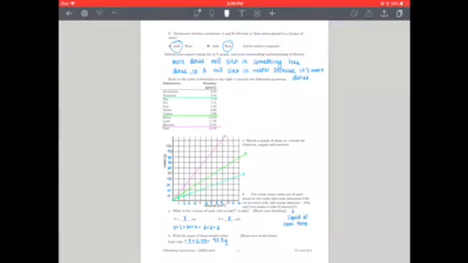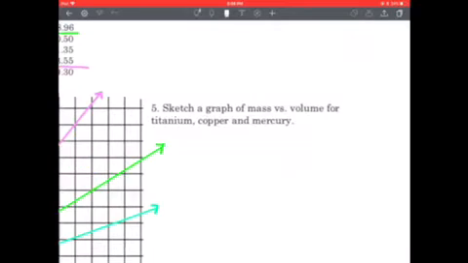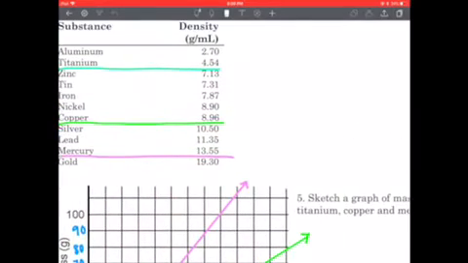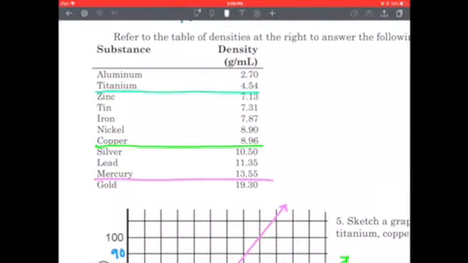Okay, so if we're looking at number 5, first of all, sorry, mine looks a little bit different from yours. The formatting is weird. Number 5 says, sketch the graph of mass versus volume for titanium, copper, and mercury. And then you have this table of substances and the densities of those substances.